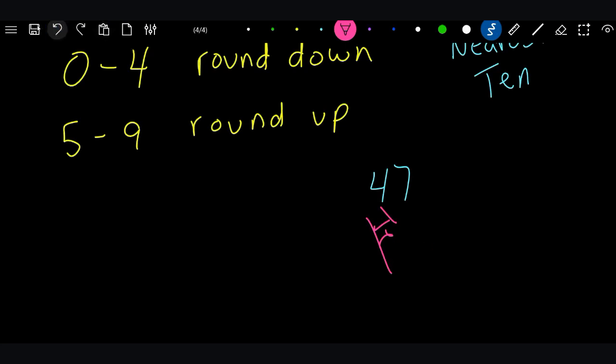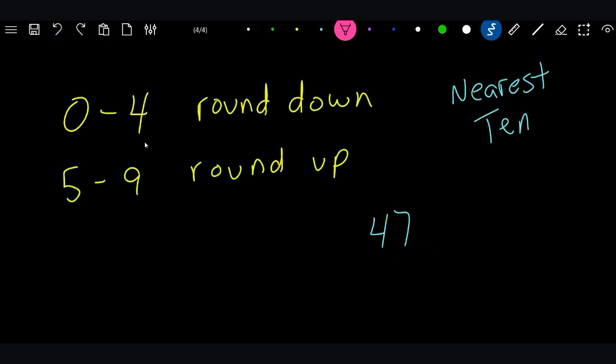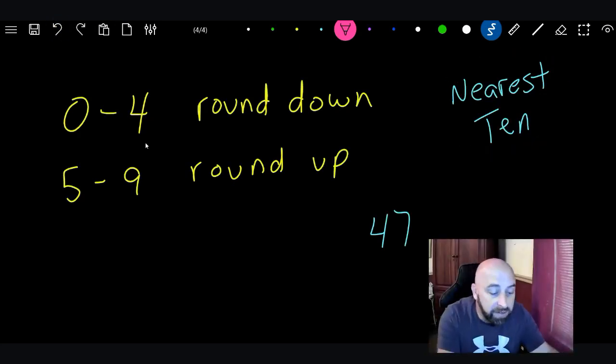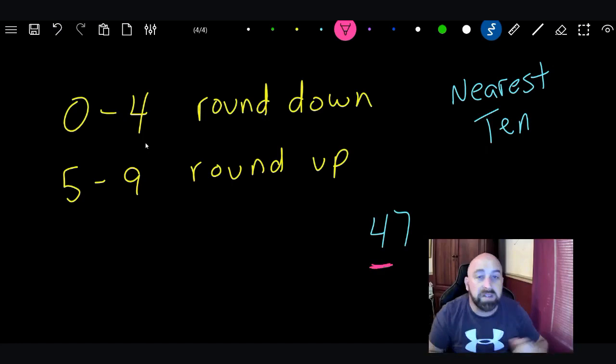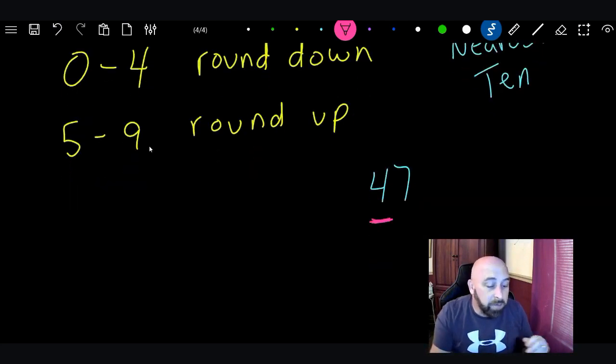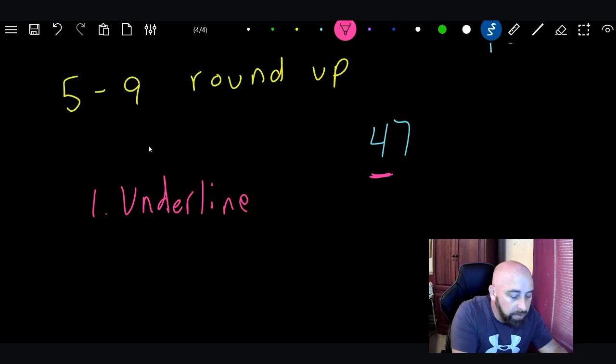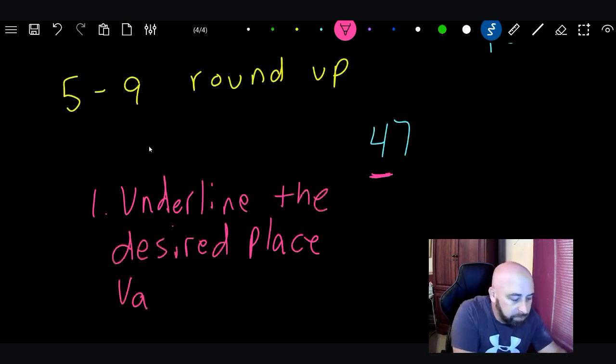So what I want you to do is the first step is we're going to underline what we're rounding it to. We're rounding it to the nearest 10, so we're going to underline the nearest 10. The 10 is 4, okay? It might not be the nearest. We're going to check that out in a second. So step number 1, underline the desired place value.